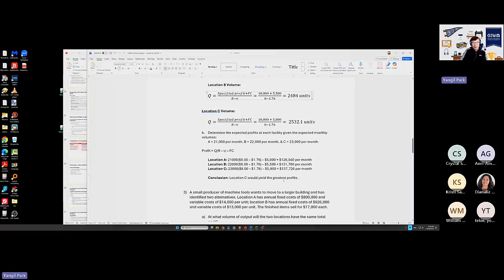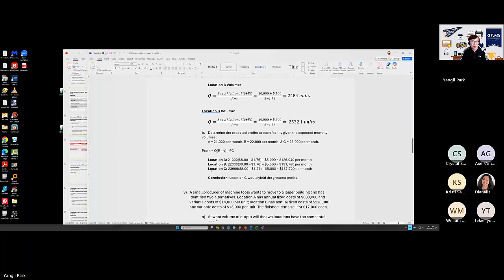Then this time we're going to calculate profit. So we're going to use the other formula so that we can calculate the profit, which is the same thing, just revenue minus fixed costs, and plug in again, and we'll find the profit for each location. So it looks like C will give us the highest profit. So we'll go with C as well.